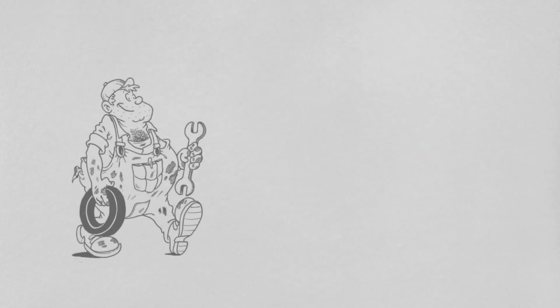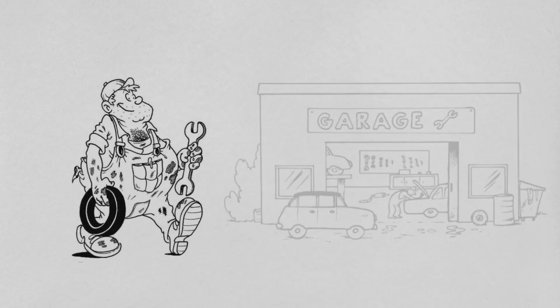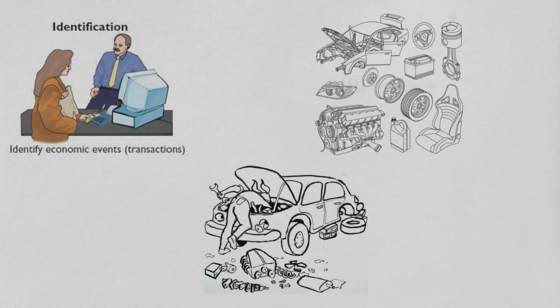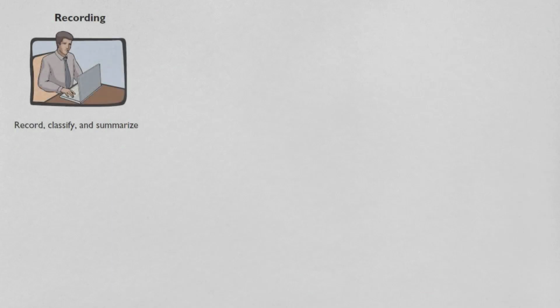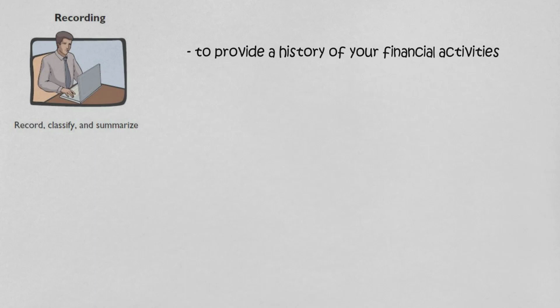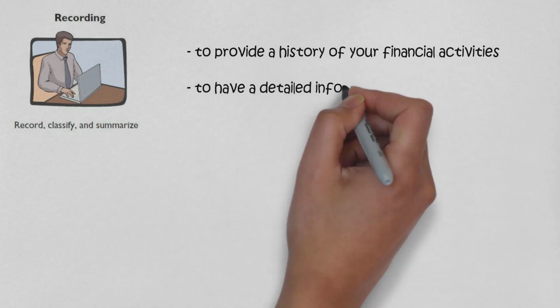So let's suppose you are a mechanic and own a car repair garage. As a starting point, as we already mentioned, you should identify the economic events relevant to your business. In this case, this might be the sale of car parts, or maybe the repair of certain motor vehicles. The next step is to record or keep track of those events measured in monetary units in order to provide a history of your financial activities and to have detailed information about your company's performance.